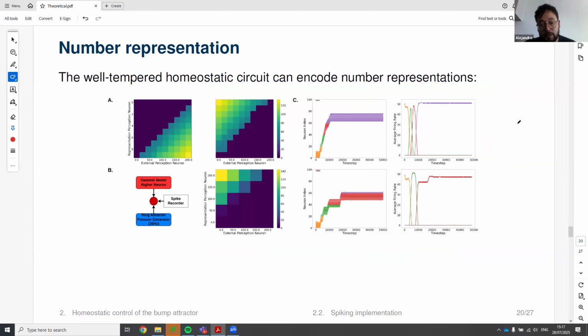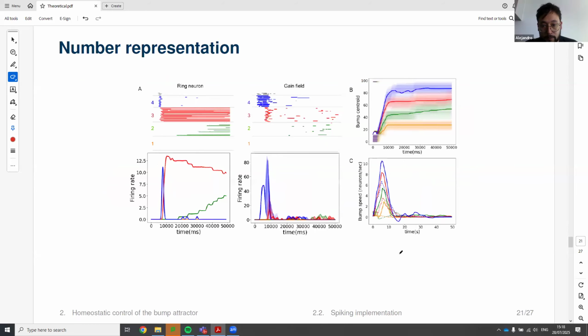So here we show some other results. There should be a particular tuning of the gain modulation neurons, which essentially justifies this nonlinear interaction term with the homeostatic neurons. And then these are just two examples for two different numbers. And then here we plot the centroid of the bump and the speed. So all these profiles can be analyzed in the mean field representation.